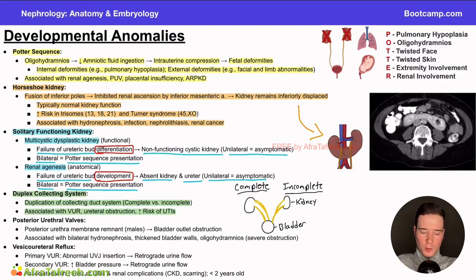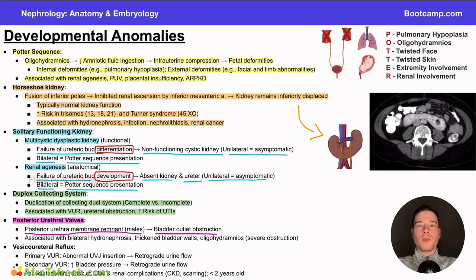Now, moving on to posterior urethral valves, a super important one that I'd like to ask you about. We talked about some associations elsewhere, such as with Potter sequence, where PUV or posterior urethral valve can be associated with Potter sequence. It can actually lead to Potter sequence in a way, and we'll talk about why. So in posterior urethral valves, you have the posterior urethra membrane remnant in males that can lead to bladder outlet obstruction. And this is important because it's the most common cause of urinary tract obstruction in newborn males, and that's why they like to ask about it.